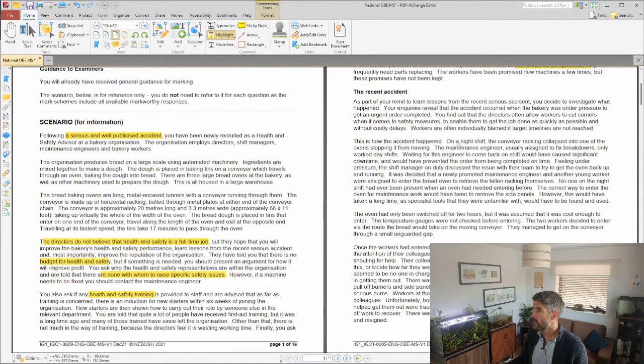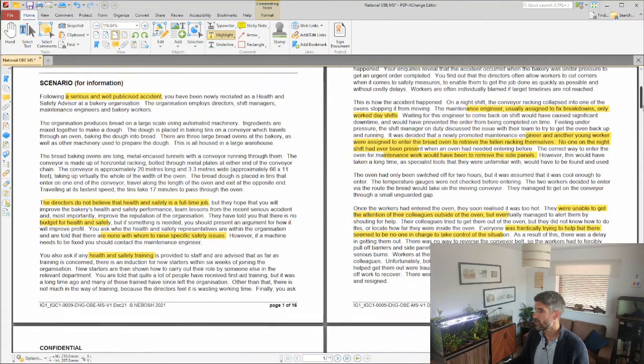Maintenance engineer only work day shift, so they haven't got the expertise where they need it. Issues around supervision. The fact that they were removing side panels without really knowing how to, so there's a lack of procedures, a lack of safe systems of work. They're unable to get the attention of their colleagues, so again it comes down to communication, a lack of permit to work systems, no one taking charge of the situation, a lack of emergency procedures. There's loads there. So I'm not going to make this video too long.